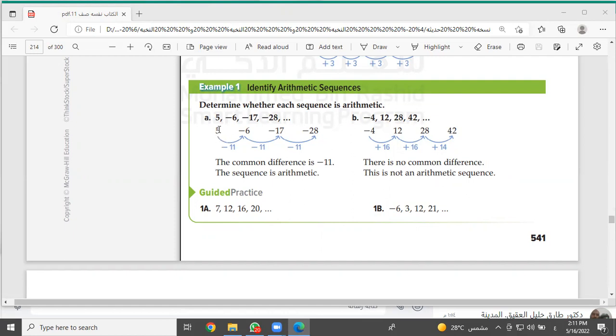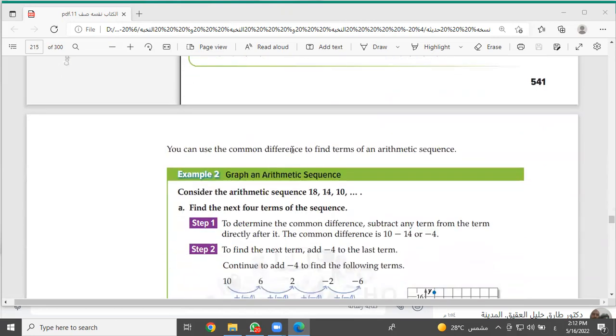But in set A, the common difference is constant and equals negative 11. So it is an arithmetic sequence.